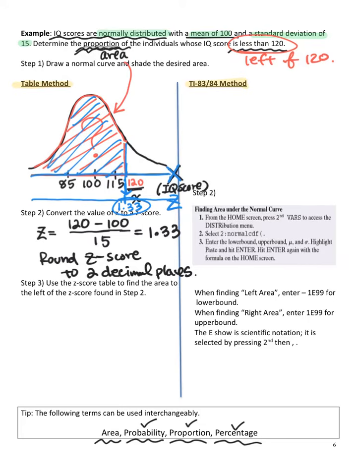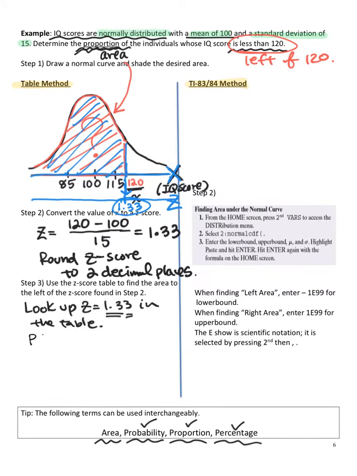So go ahead and take out your z-score table, and you're going to look up z equals 1.33 in the table. In the left column, you locate 1.3, and from the top row, you find 0.03. Wherever they meet, that's the area. When you do that, you should be able to find 0.9082.